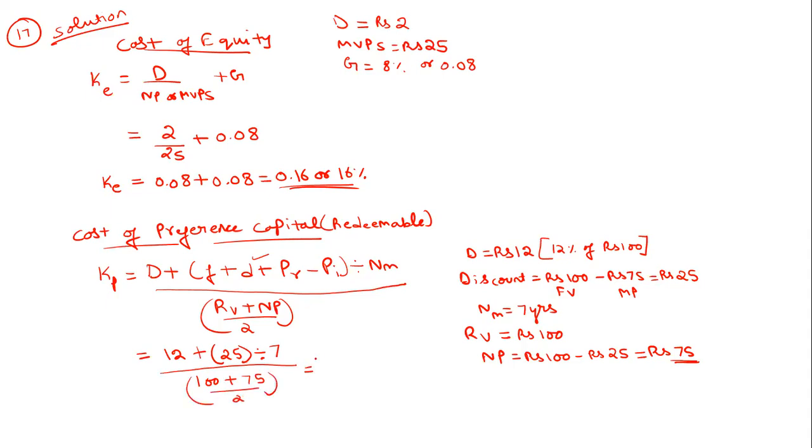Yes. And now 12 plus 25 by 7, what is it? 3.5714. Okay. Here 100 plus 75, 175 by 2, what is it? 87.5. Fantastic. And next, further simplification: 12 plus 3.5714, what is it? 15.5714, and this is divided by 87.5.